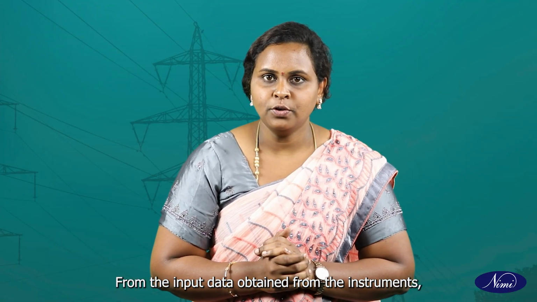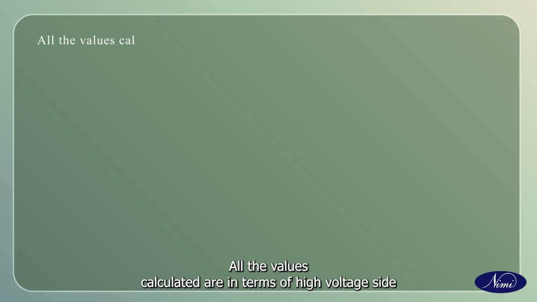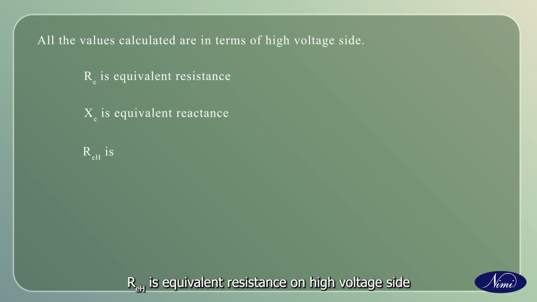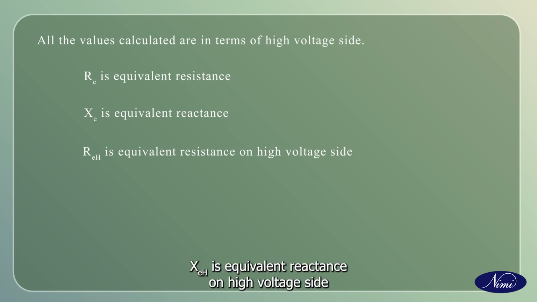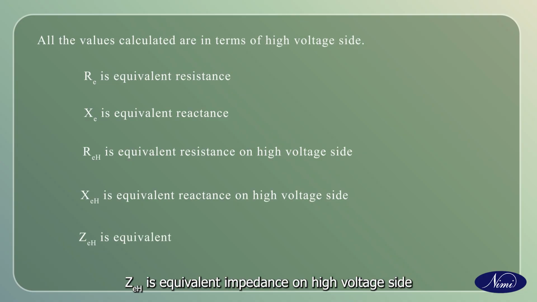From the input data obtained from the instruments, the equivalent reactance can be calculated. All the values calculated are in terms of the high voltage side. Re is equivalent resistance, Xe is equivalent reactance, Reh is equivalent resistance on high voltage side, Xeh is equivalent reactance on high voltage side, Zeh is equivalent impedance on high voltage side.